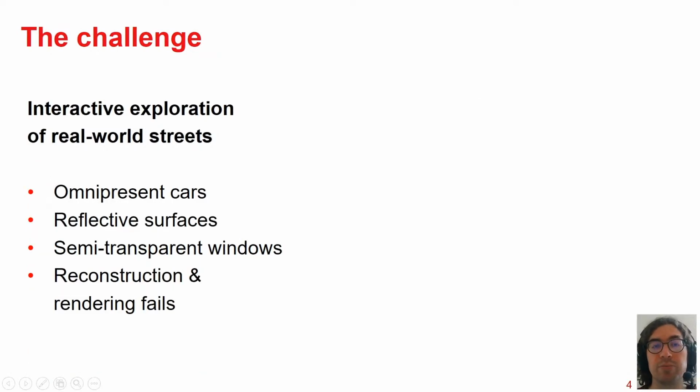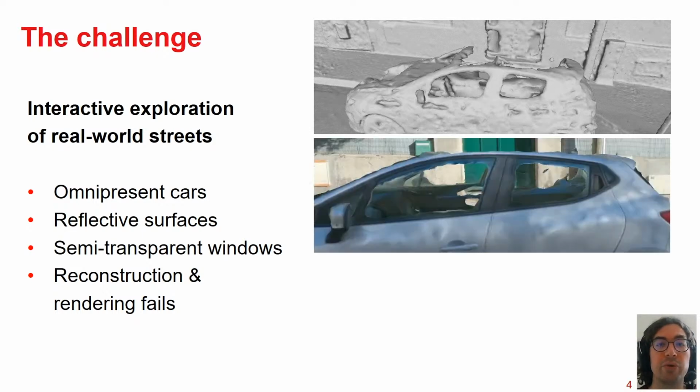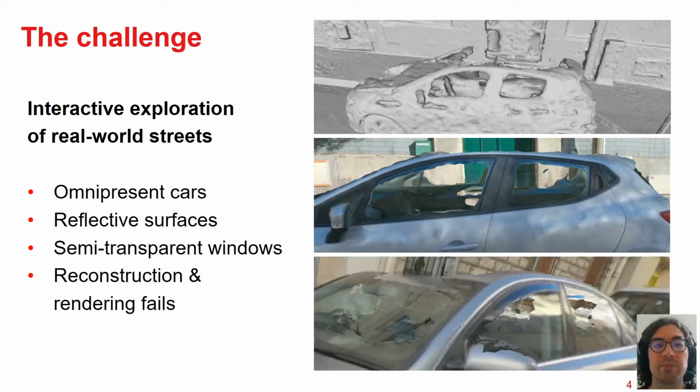This is a complex problem, as streets exhibit many adversarial elements. Among them, cars are omnipresent. They are difficult because they present both reflective and semi-transparent surfaces that break multi-view stereo assumptions. This means the reconstruction will have many artifacts and missing elements, as shown here, artifacts that propagate to rendering, whether you're using a textured mesh or image-based techniques.